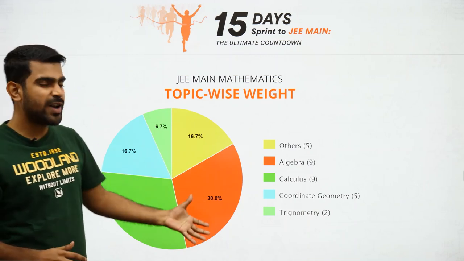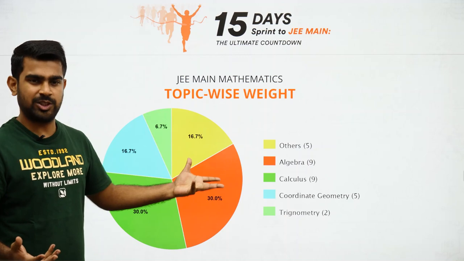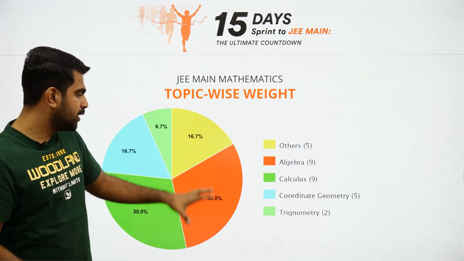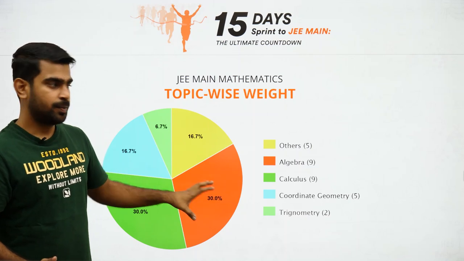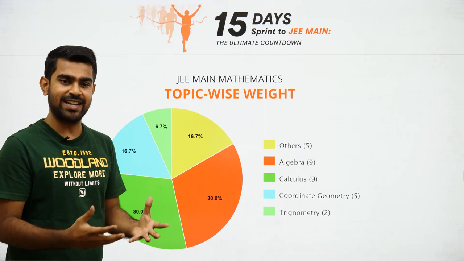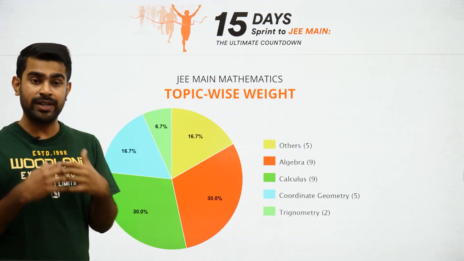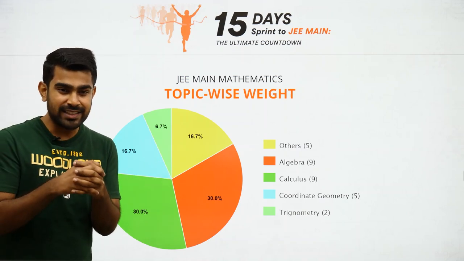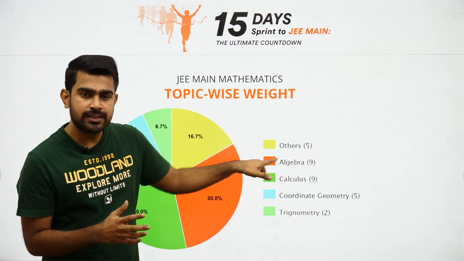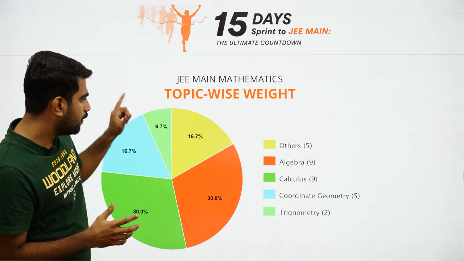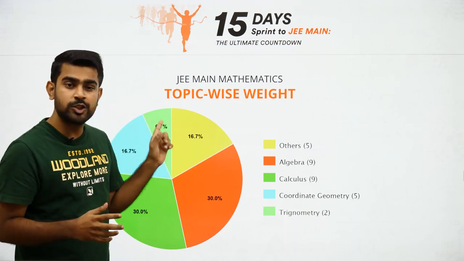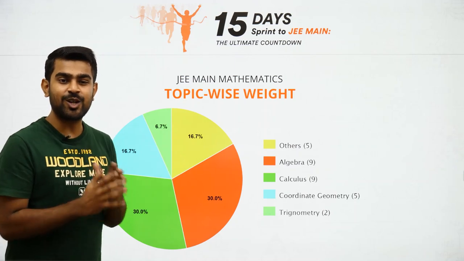The highest weightage is usually given to algebra because it contains a lot of chapters, as simple as that. So algebra is going to be 30%, but we are not going to look at algebra today. The topics that we are going to look at today constitute a minority. So it is going to come in others. In others, you see, there are 5 questions, which is a solid 16%.